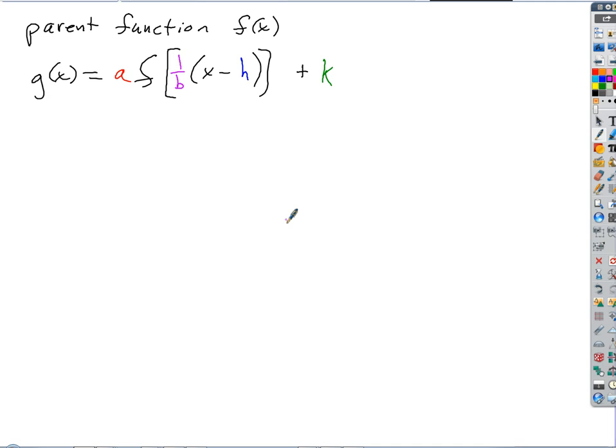So now let's just make a table. Let's write down what each of those things does. What does A do? Okay, stretches it or compresses it vertically or horizontally? Vertically. Okay, so A is a vertical stretch, so that's the first thing it does. Vertical stretch or compression.